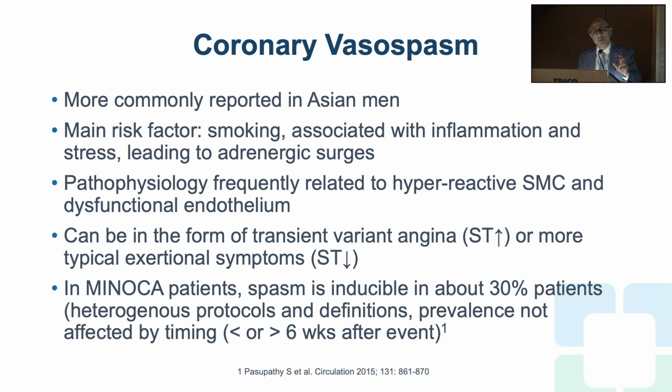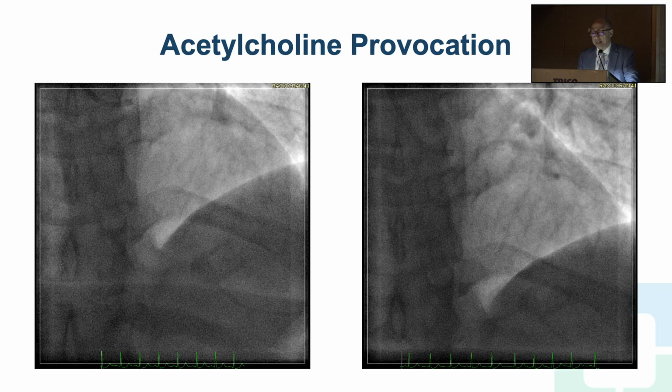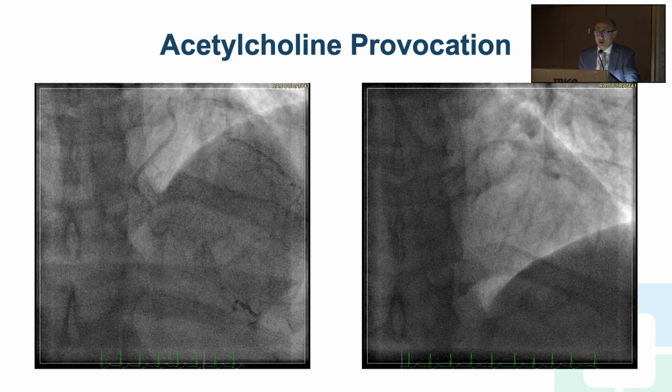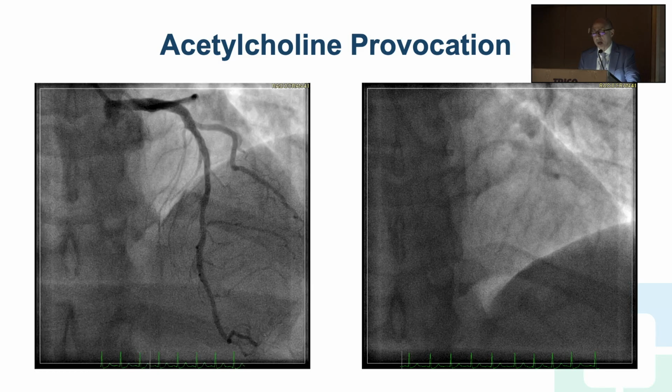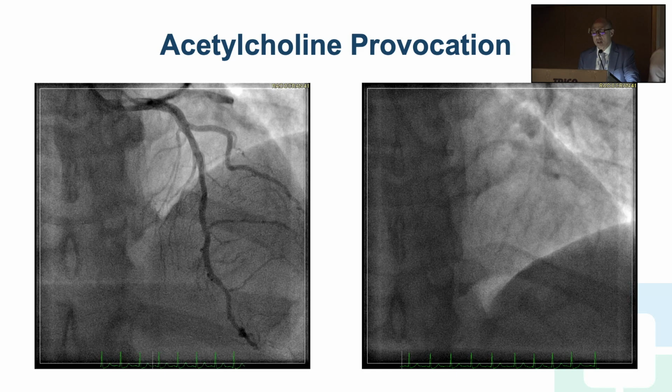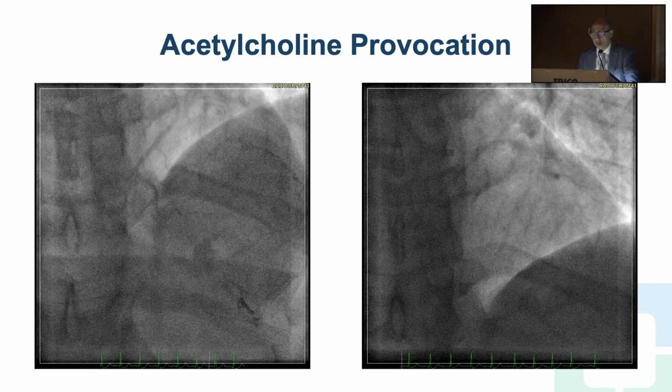You can induce spasm in MINOCA patients at a much higher rate than you can induce it in patients with large vessel disease, although the definitions used in these studies were quite different. This is an example of a non-STEMI patient who we saw with mild atherosclerosis, as you can see here. And she came to us about 2 weeks after her event, so we thought it was safe to do acetylcholine provocation.